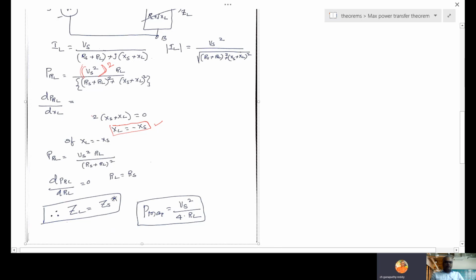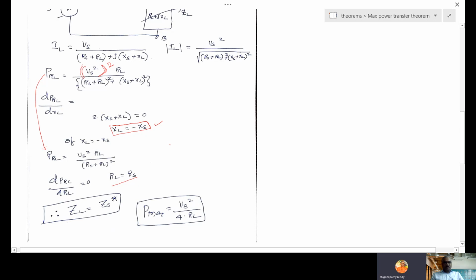So after simplification, this equation simplified to this, under the condition XL equal to minus XS. So that you simplify later, you get this form. Now differentiate this with respect to RL, again equated to 0, you get RL equal to RS. So therefore, RL is equal to RS, but XL equal to minus XS.